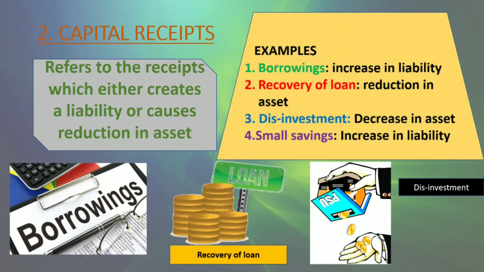So we can understand few examples: borrowings, recovery of loan, disinvestment, small savings. Small savings means when the post office keeps some amount with them, so it creates liability of the government because they need to pay back the general public. They are liable to pay the general public their money back.